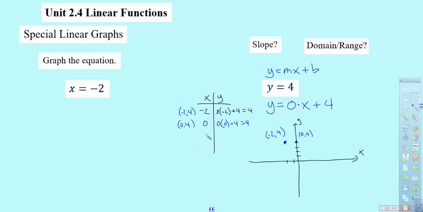Alright, last one, we'll try out +2. So 0 times 2 plus 4 is equal to 4. So that gives us the ordered pair 2, 4. So we go over, add some lines there, 1, 2. We would go over 2, up 4, and that ordered pair would be 2, 4. We have enough points now to be able to graph our line.